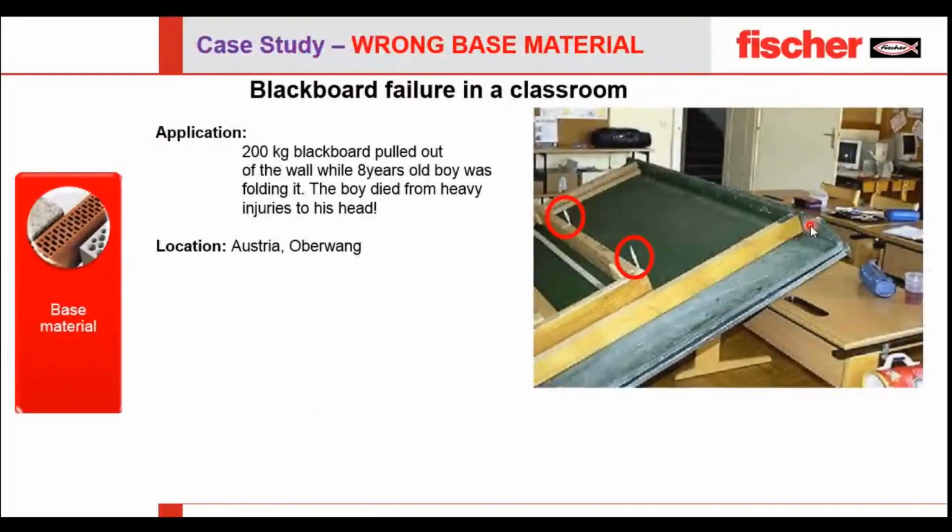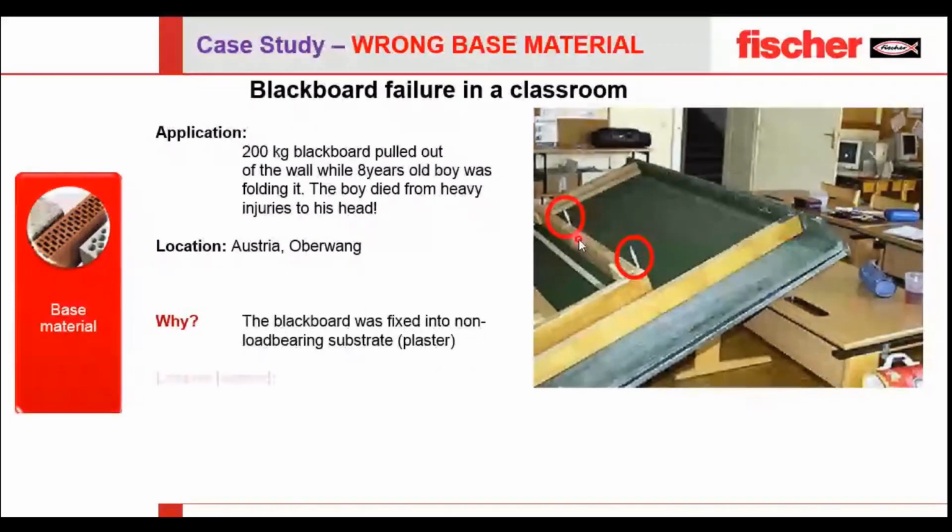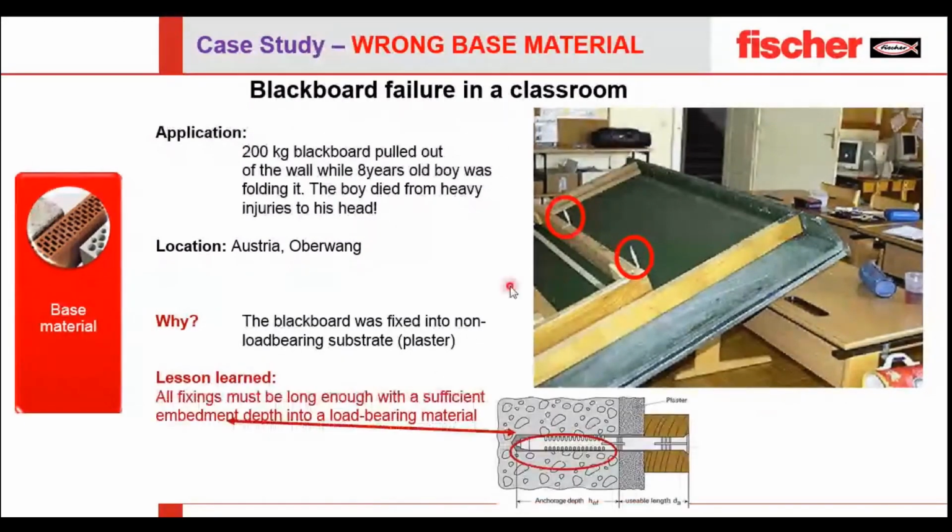Let's go to the case studies, the first one, when we have a wrong base material. This happened in Austria, where an 8-year-old boy was standing beside a blackboard weighing 200 kg. Unfortunately, the boy is no longer with us due to the failure. So how could this failure happen? You can see the anchors installed here. The anchor was not fixed directly on the substrate. It was fixed on the plaster, which is not a load bearing material. If it was properly installed on the substrate, this could have been avoided, but they used the wrong base material for the fixing.